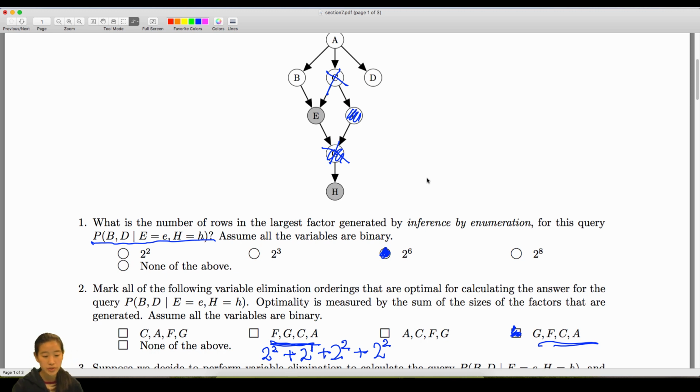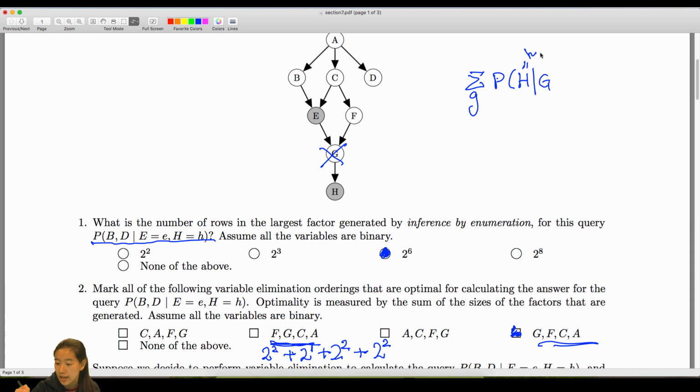So first we're going to try to eliminate G. Eliminating G, we're going to have the sum over G of all the things that depend on G. So we're going to have P of H given G. H is given, so we already have H is equal to H. Given G, P of G given E is also given, so we have this one. And F. So this is looking at the Bayes net.